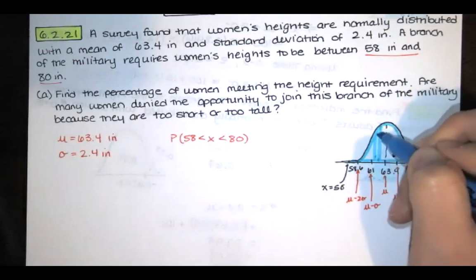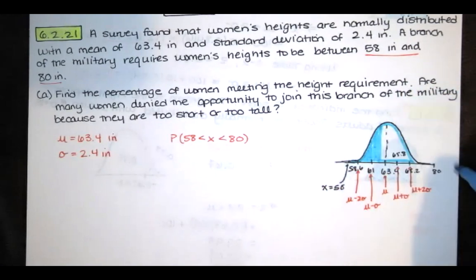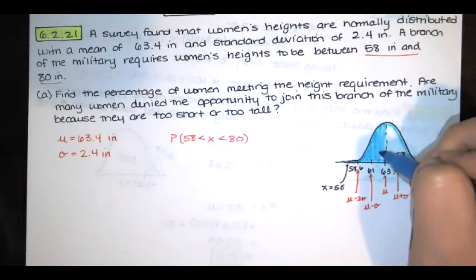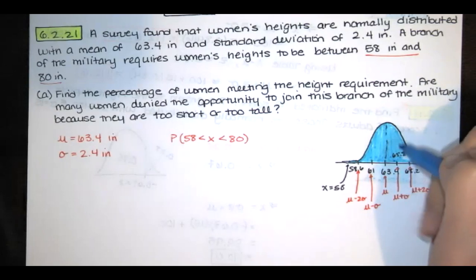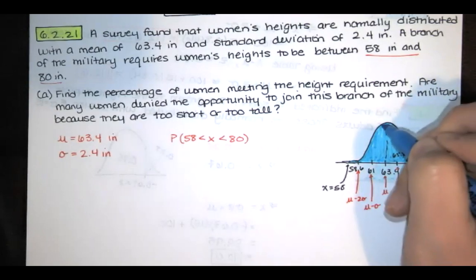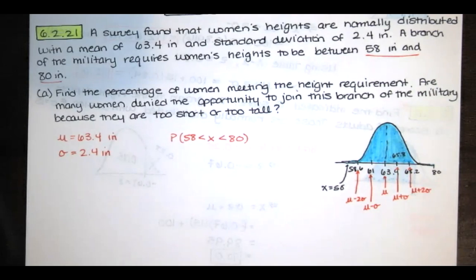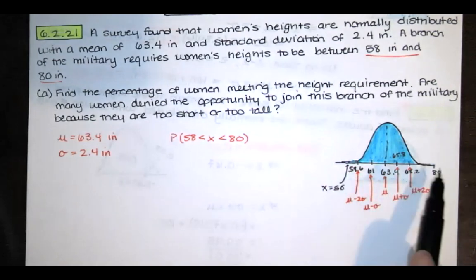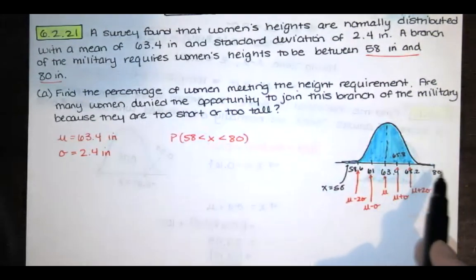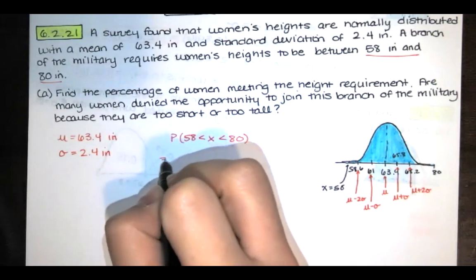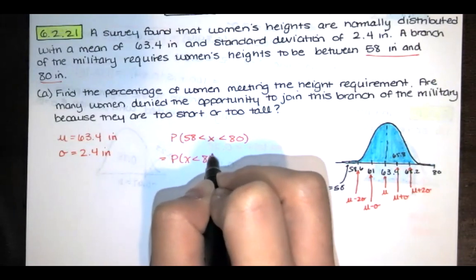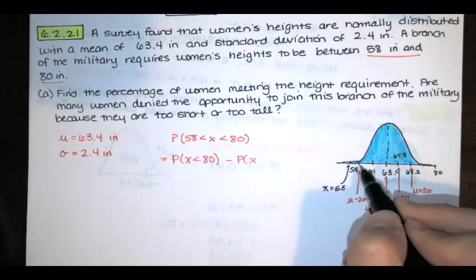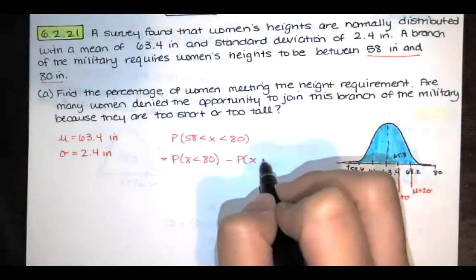But we don't. There's a little bit in the tail to the left over here, and there's a tiny, tiny bit in the right tail above that 80. But I would expect that probability to be close to 100% or close to 1, because look at the picture. I mean, it's all blue. So in order to find that, I'm going to take the probability that x is less than 80. So that's the larger one. And I'll subtract the probability that x is less than 58. That's the smaller one.